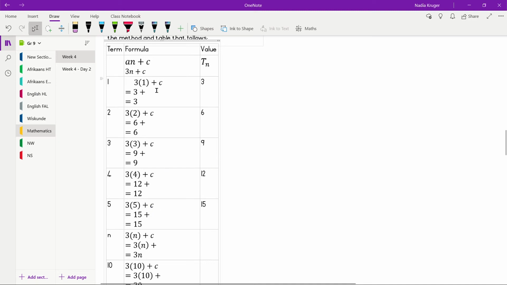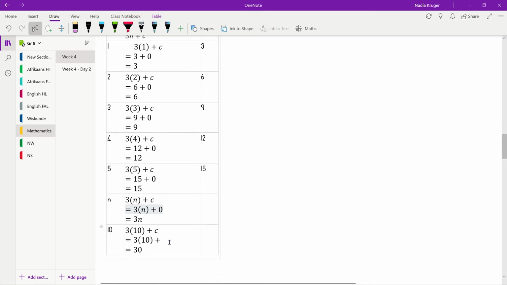Now hang on, we have to add a C. But what do we need to add to 3 to get to 3? We can't add anything, therefore we add a 0. And for 6, also a 0. 9 is also a 0. Therefore, we can definitely with certainty say that C has a value of 0. Therefore, our final formula for Tn is just 3n. And the value for C is 0, therefore we can just leave it out. We don't have to put it into our final formula, we can just say it is 3n.